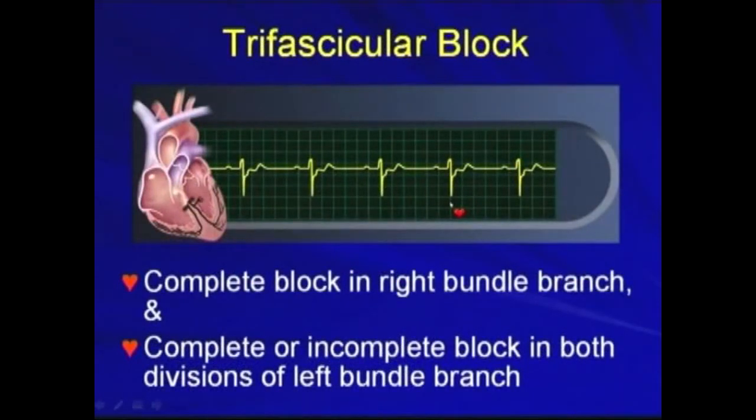How about trifascicular block? Trifascicular block means there's complete block in the right bundle branch and complete or incomplete block in both divisions of the left bundle branch. So three fascicles have abnormalities in conduction.